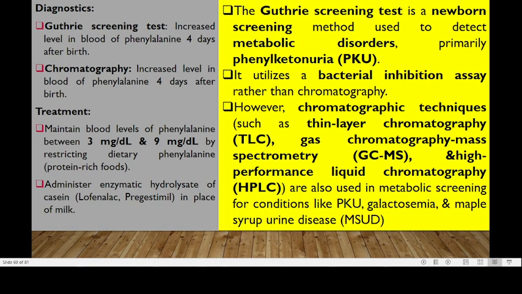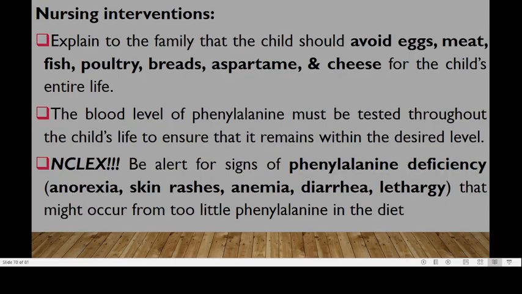Treatment: you maintain blood levels of phenylalanine between 3 to 6 milligrams per deciliter by restricting dietary phenylalanine, like protein-rich foods. You administer enzyme hydrolysate of casein in place of milk. You explain to the family that the child should avoid eggs, meat, fish, poultry, breads, aspartame, and cheese for the child's entire life. The blood level of phenylalanine must be tested throughout the child's life to ensure that it remains within the desired level, 3 to 9.